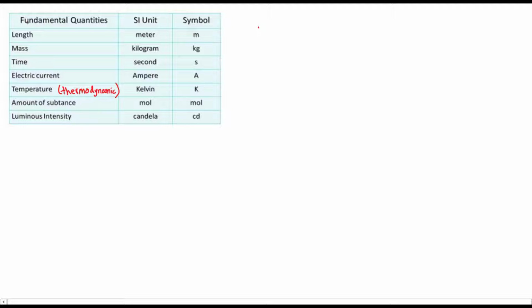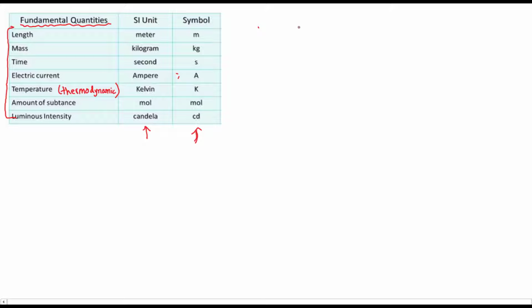Now, let's talk a bit about some of these quantities. There are these 7 quantities called fundamental quantities. They are length, mass, time, electric current, thermodynamic temperature, amount of substance, and luminous intensity. And along with these different quantities, they have standardized units and symbols.